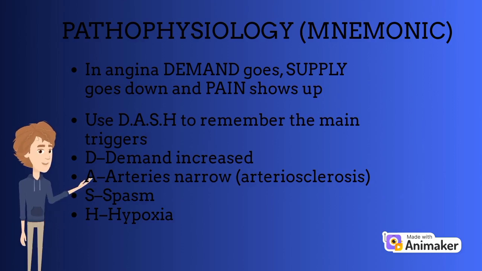In all she has said, just use DASH to remember the main triggers of angina. D for demand increases. A for arteries narrow, aka atherosclerosis. S for spasm, and H for hypoxia. Don't forget, demand goes up, supply goes down, and pain shows up.